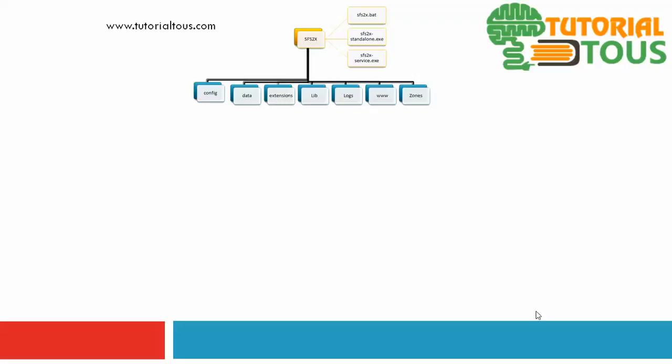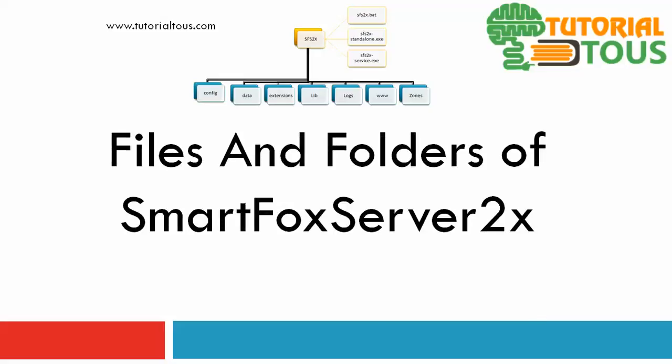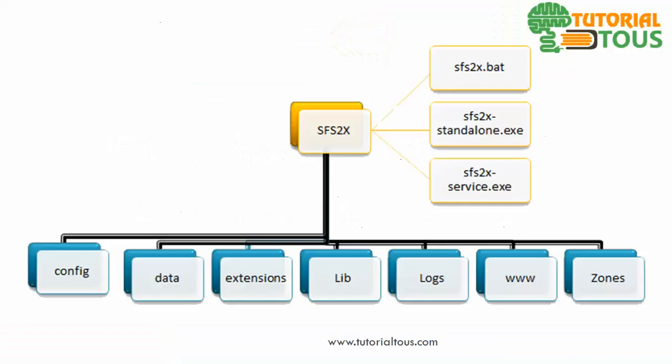In the previous session, we discussed how to install the SmartfoxServer2x. In this session, we are discussing the structure of SmartfoxServer2x, meaning what are the various files and folders in the installation of SmartfoxServer2x. This is the basic folder structure of SmartfoxServer2x. When we install SmartfoxServer2x, we will get a folder named SFS2x, which is the main folder of SmartfoxServer. Right now I am showing the SFS2x folder structure of a Windows machine.